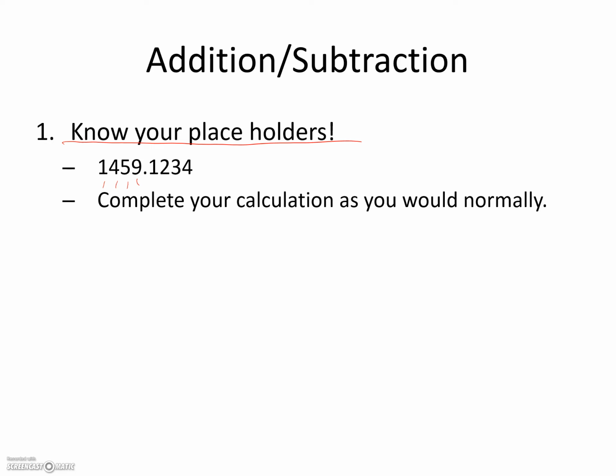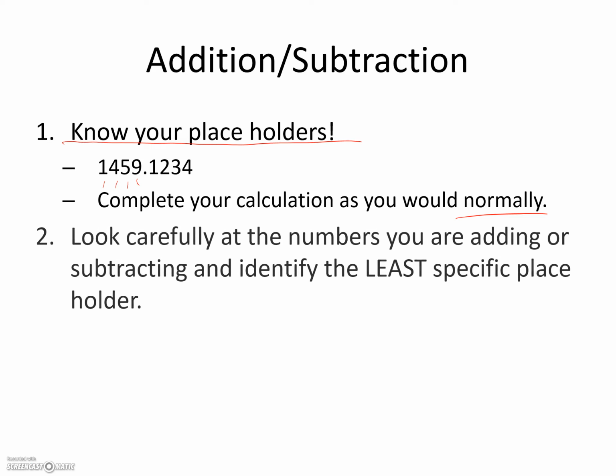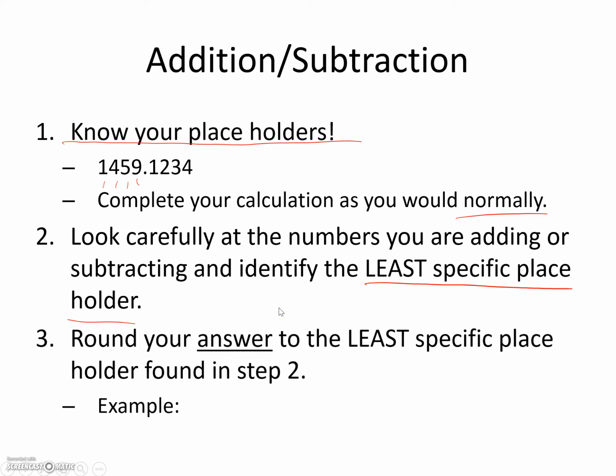And then just like with multiplication and division, you just do your calculation normally. You plug your numbers in the calculator, you let it do its thing, it spits out whatever decimal places it knows. Then you're going to look carefully at the numbers you added or subtracted. What to round to comes from the numbers you're adding or subtracting. Now, instead of looking at the least number of sig figs, you go to the least specific placeholder. I'll show you what that means in just a second. So we're going to that least specific placeholder and round our answer.